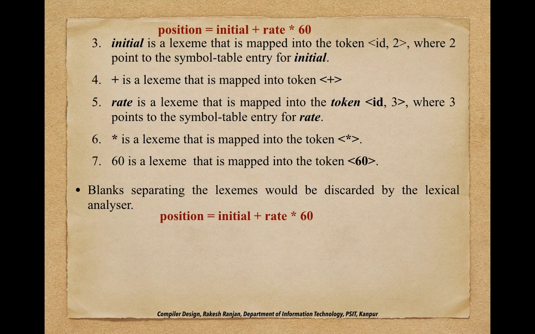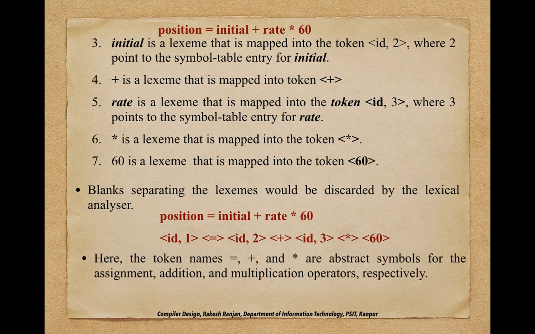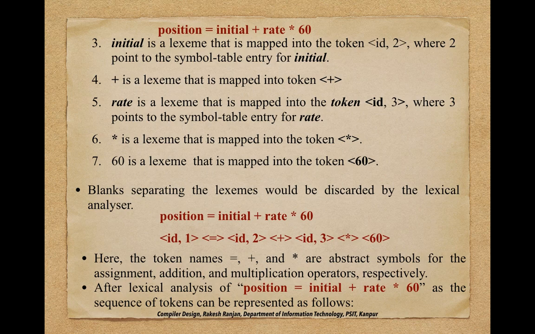Blanks separating lexemes are discarded by the lexical analyzer. So now we have id comma 1 for position, the assignment operator, then id comma 2 for initial, the plus symbol, then id comma 3 for rate, the multiplication symbol, and 60. Here the token names assignment operator, plus and multiplication are abstract symbols for the assignment, addition and multiplication operators respectively. After lexical analysis of position equals initial plus rate times 60, the sequence of tokens can be represented as follows in the next slide.